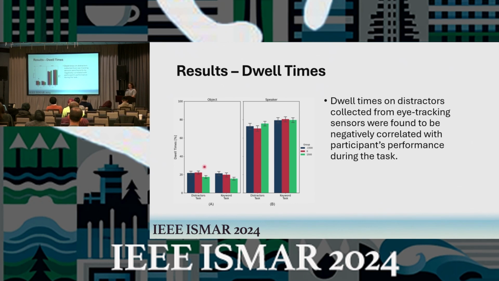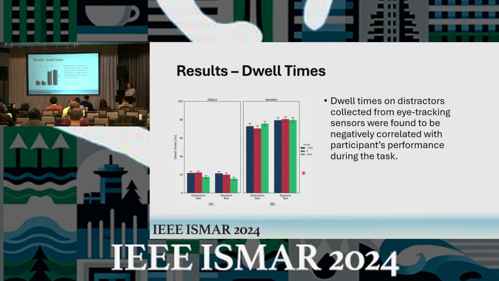So this is the dwell times on the objects, which are essentially everything that's not the speaker in the virtual environment. And then I have on the other side the results for the keywords task. You can see that they're all close to each other. So here I have lower dwell times on the objects and distractors, and I had participants looking most of the time to the target, which is the speaker in the room. This was expected because participants were instructed to look at the speaker and pay attention to the speaker at all times, all right?